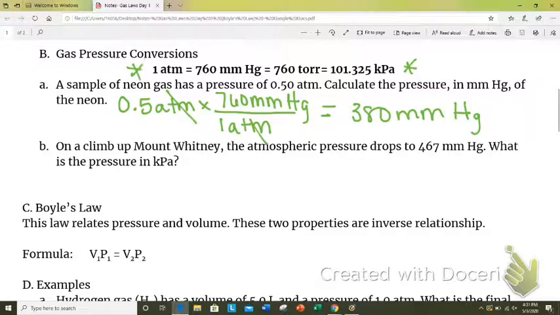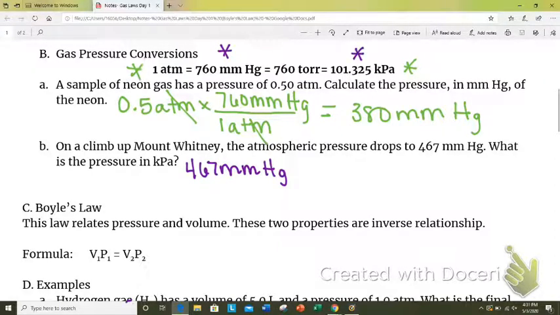In the next example, it says on the climb up Mount Whitney, the atmospheric pressure drops to 467 millimeters of mercury. What is the pressure in kPa, or kilopascals? So we can identify our given as 467. I'm going to put an asterisk over the two that I'm using in purple. So we're working with millimeters of mercury and kPa.